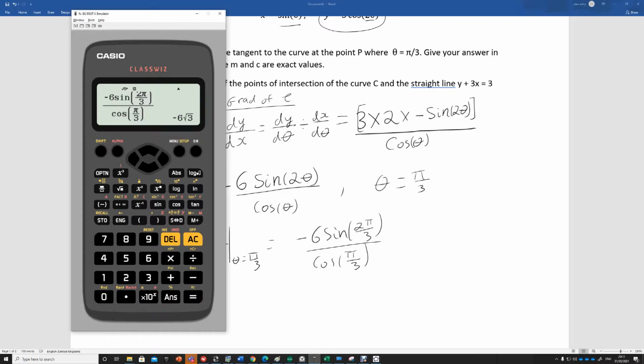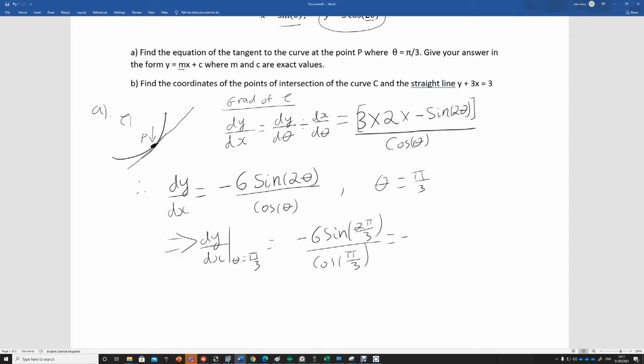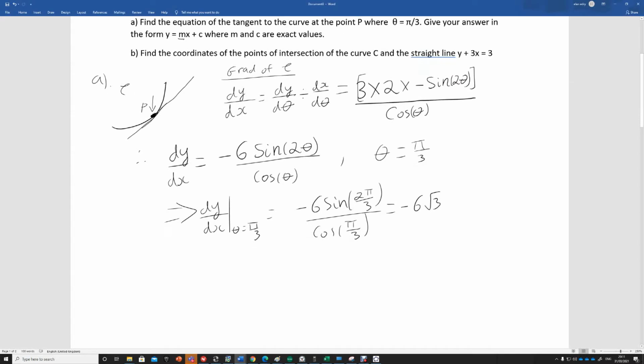That gives me, as I said, minus 6 root 3. So that's basically the slope of the curve at P, and I've drawn it going up, but realistically it should be going down, but it's just a sketch, just to help us visualize the situation. So that is the gradient of the tangent line as well. So I can say the gradient of the curve at theta is pi over 3 is minus 6 root 3. Therefore, the gradient of the tangent line to the curve when theta is equal to pi over 3 is equal to minus 6 root 3.